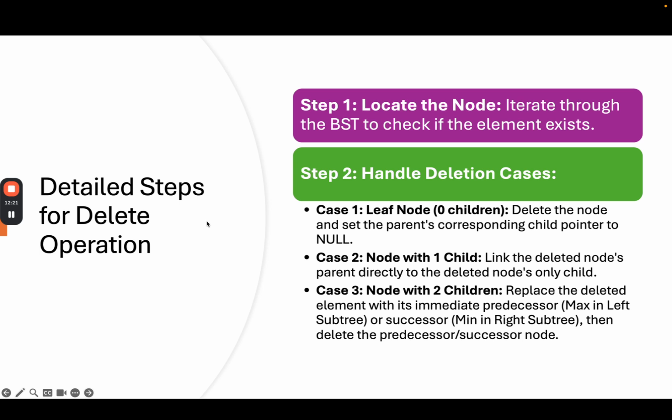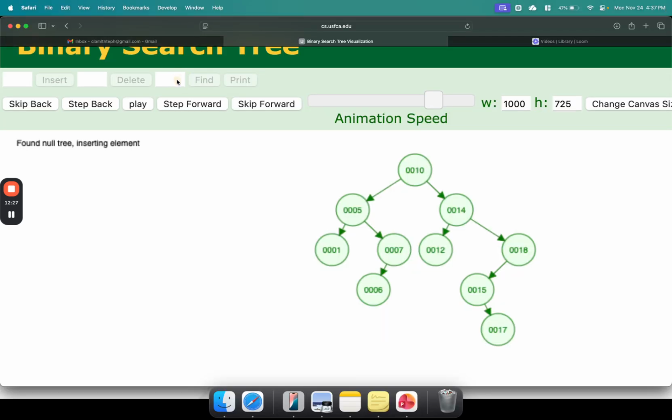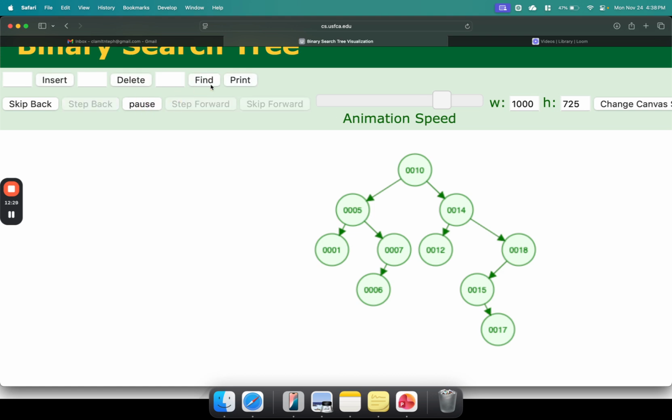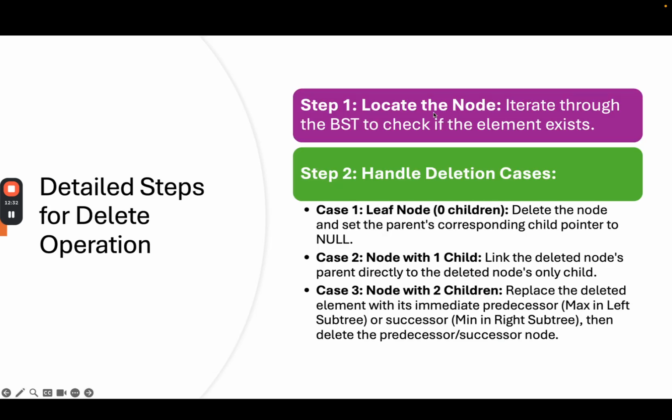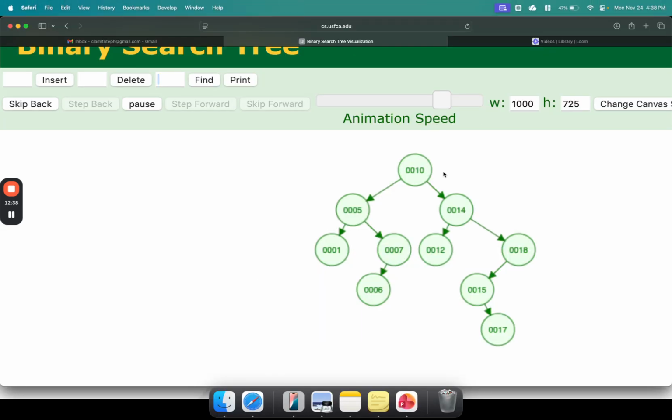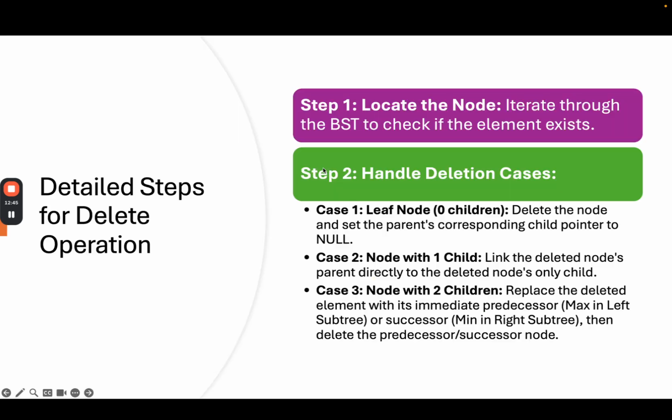And these are as follows. So these are the steps we need to delete. The first step is just the same as our find operation, which is to look for the element. Iterate through the BST to check if the element exists. So loop through your tree and try to find the element. If you found the element, handle the deletion cases. There are 3 different cases.